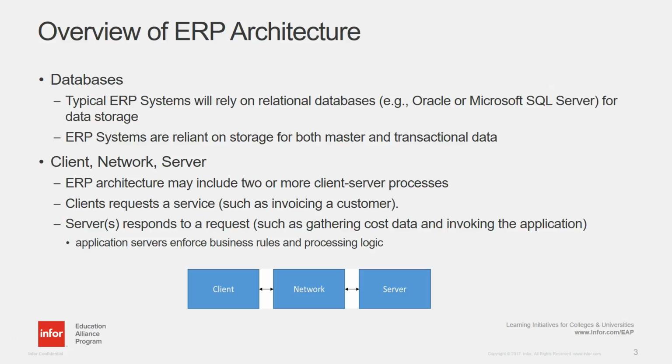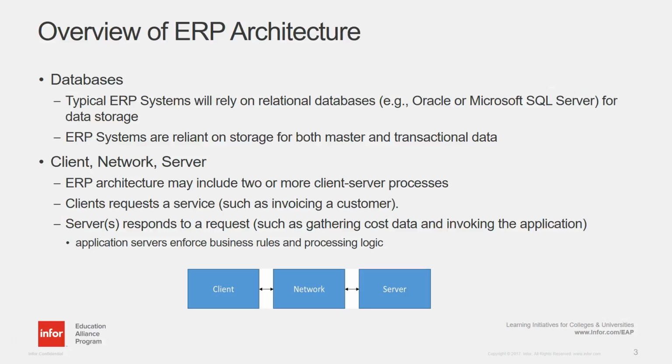Any ERP system will have a client, a network, and a server. The network might very well be the internet, but you will still have client, network, and server. The ERP architecture will include two or more client-server processes.